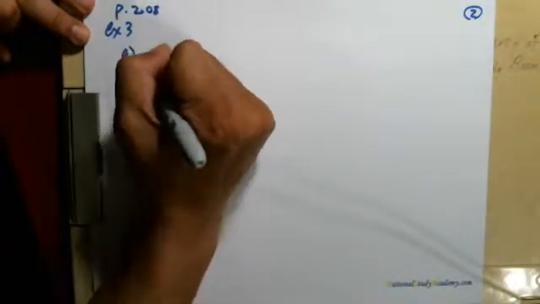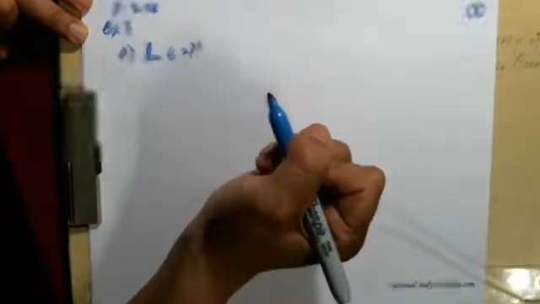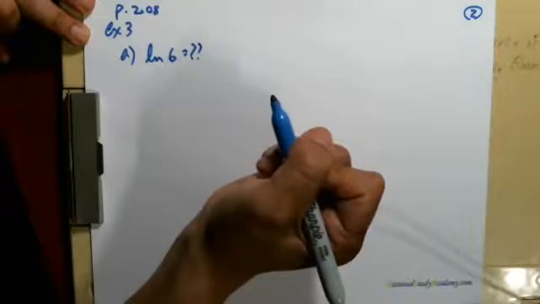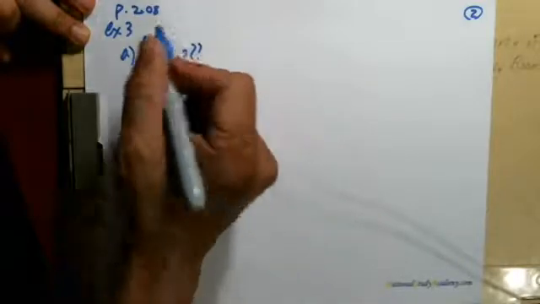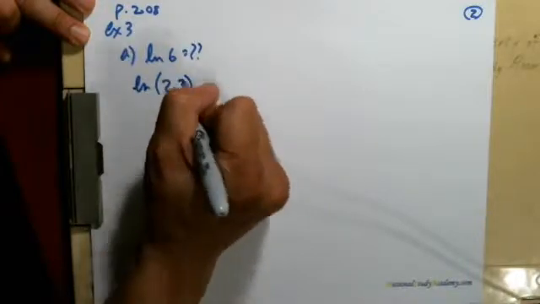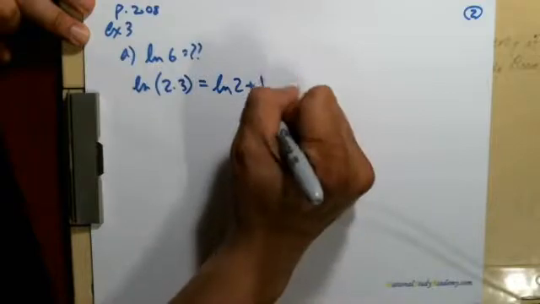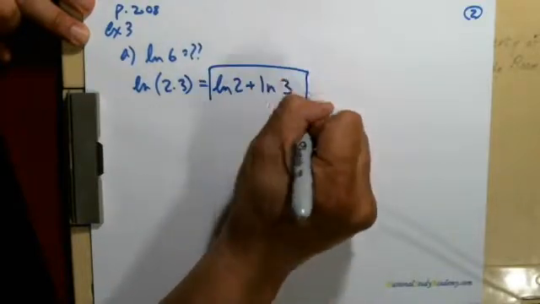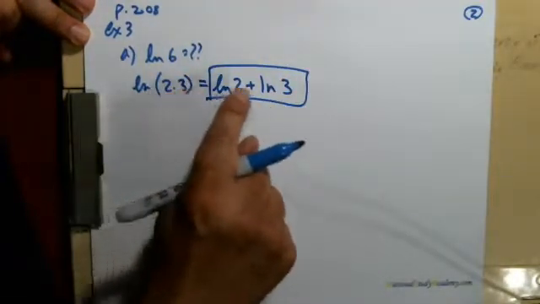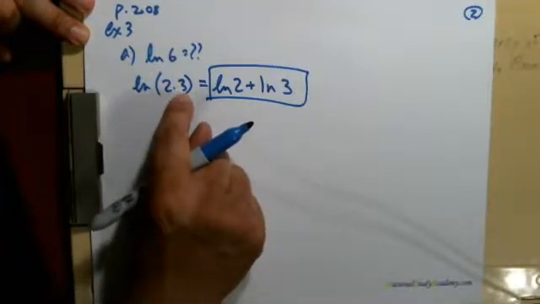So part A is natural log of 6 is equal to what? It says write each logarithm in terms of natural log of 2 and natural log of 3. Well, obviously natural log of 6, 2 times 3 is 6. We expand it out, that becomes natural log of 2 plus natural log of 3. And there it is. A product becomes a sum, so natural log of 2 plus the natural log of 3.